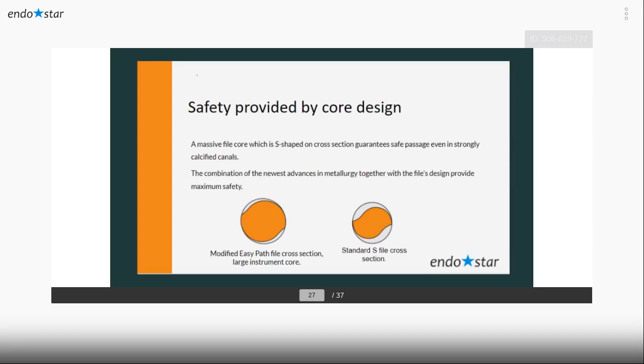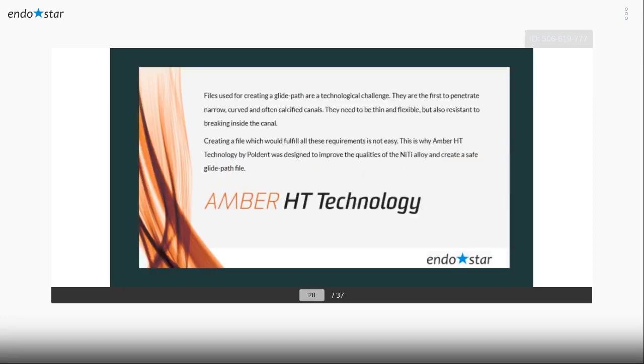Secondly, Endostar has gone a step further and developed an entirely new heat treatment technology for this file. Files used for creating glide paths are a technological challenge, like I said. They are the first to penetrate narrow, curved, and often calcified canals. They need to be thin and flexible, but also resistant to breaking inside the canal. This is why they thought of the Amber HT technology. Now, this is an important slide.